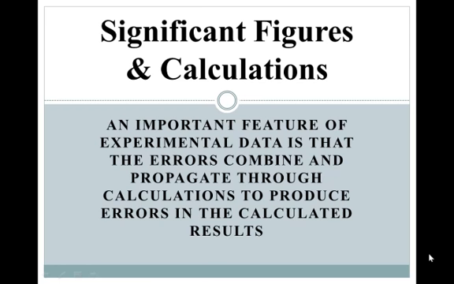When we work with numbers that come from the real world, such as measurements with a ruler, the numbers are not exact, but carry some amount of inaccuracy with them. Because, for example, no ruler is perfectly straight. An important feature of experimental data is that the errors combine and propagate through calculations to produce errors in the calculated results. The concept of significant figures is a crude and inadequate tool for dealing with this, but for this course it does its job.